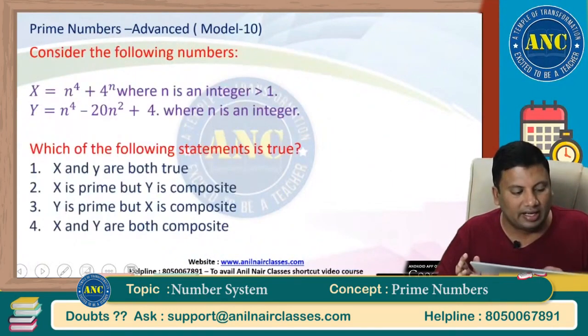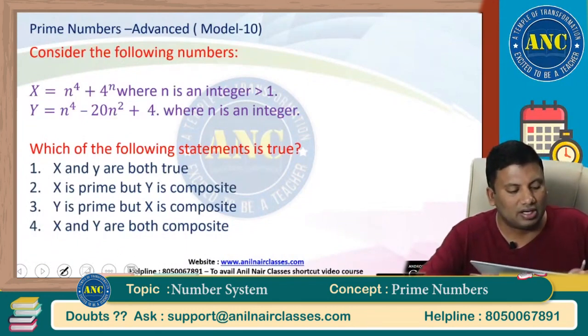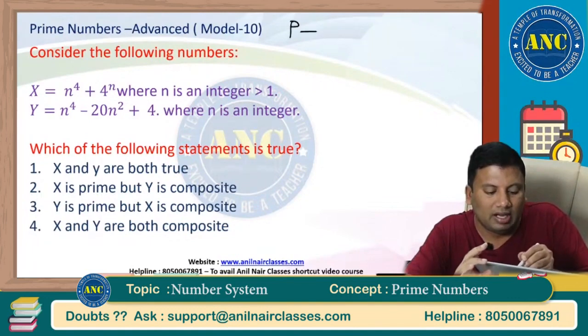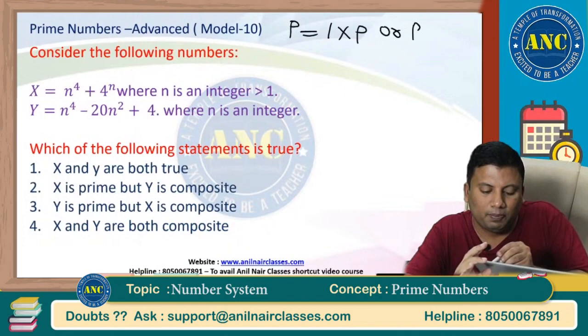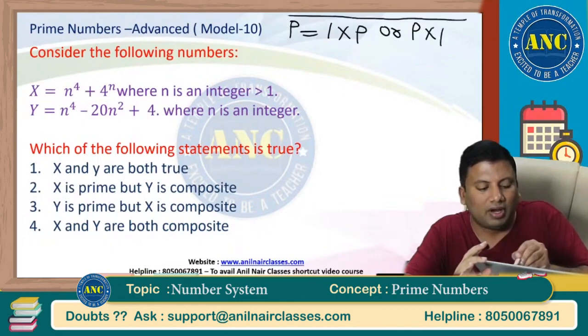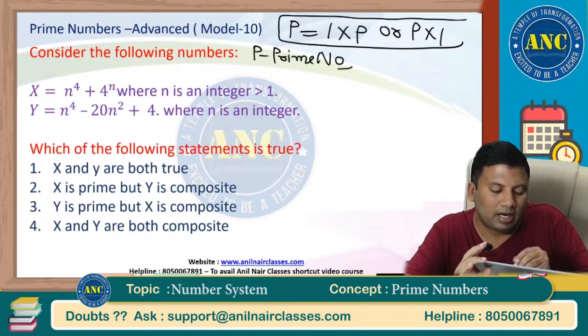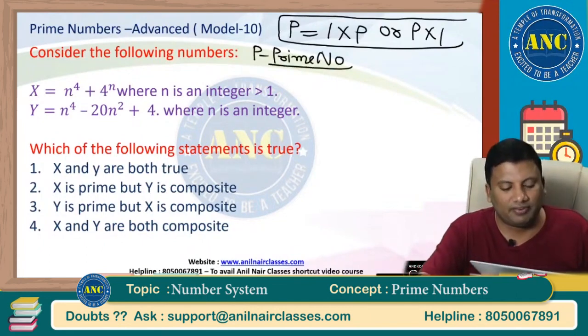I hope the idea is clear. Each and every question, please listen carefully, sir. Always remember, if p is a prime number, you should write it as 1 into p or p into 1. If you are able to write it like this, then p is considered to be a prime number. A prime number has only two distinct factors.